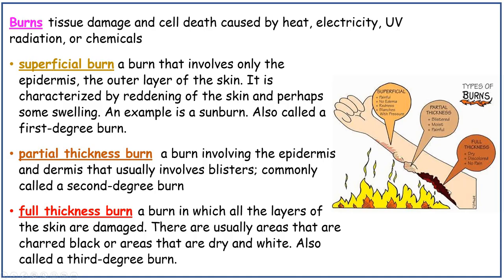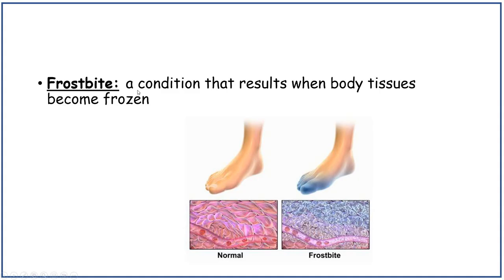And then a full thickness burn is a burn in which all the layers of the skin are damaged. They are usually areas that are charred black or areas that are dry and white, and that is known as a third-degree burn. Frostbite is a condition that results when the body tissues become frozen.